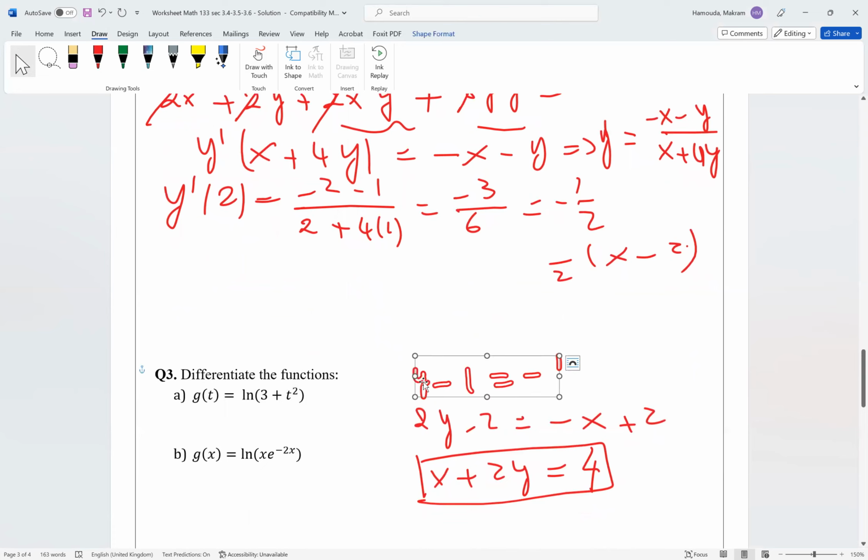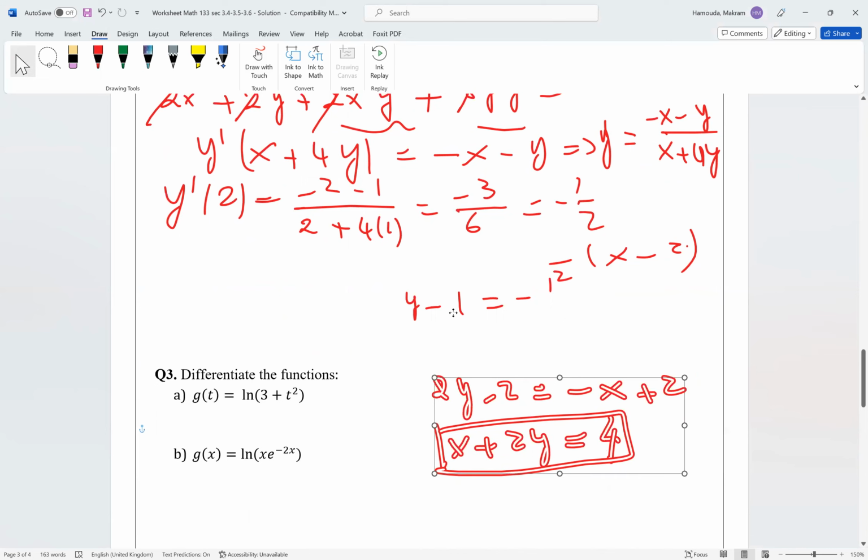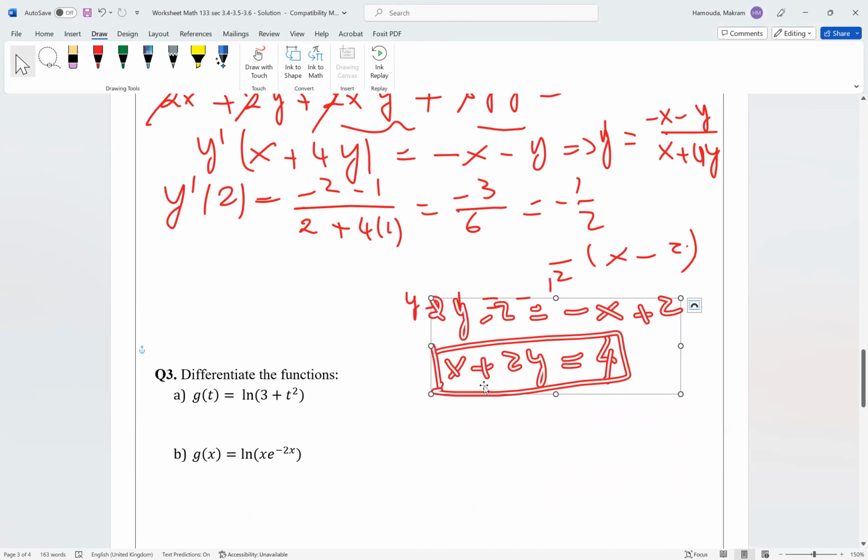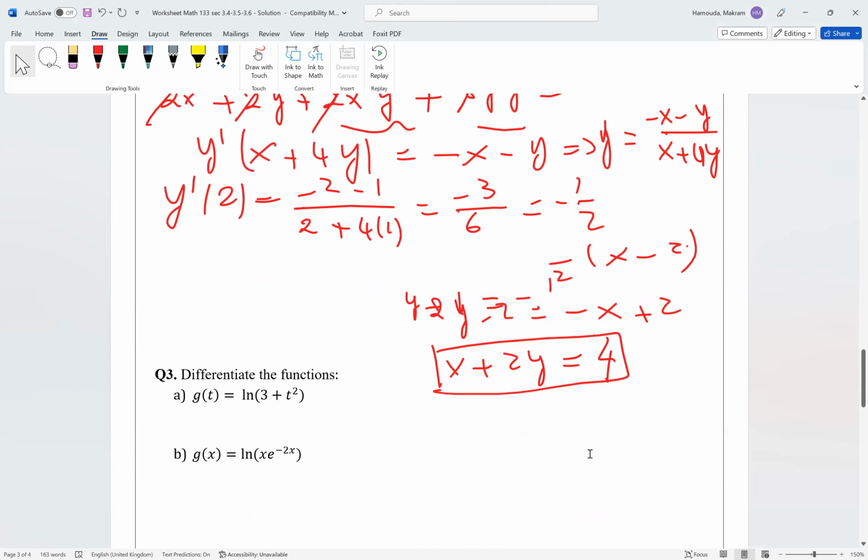By the way, if you want to compute the normal line, it's easy when you have the slope. Just take the reverse and add a minus, and that's the slope of the normal.